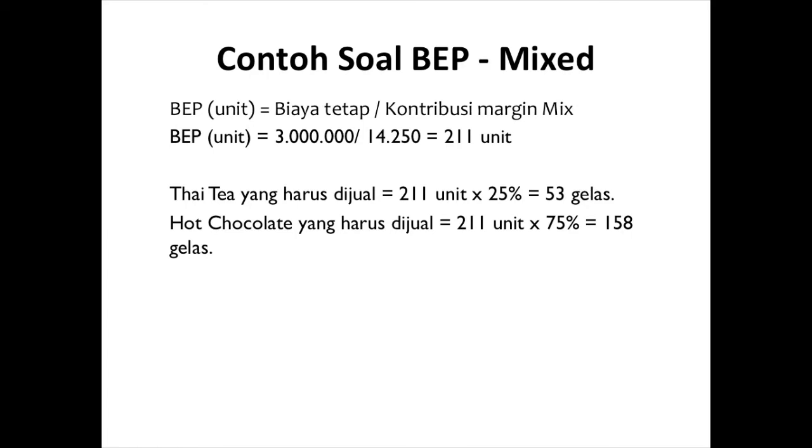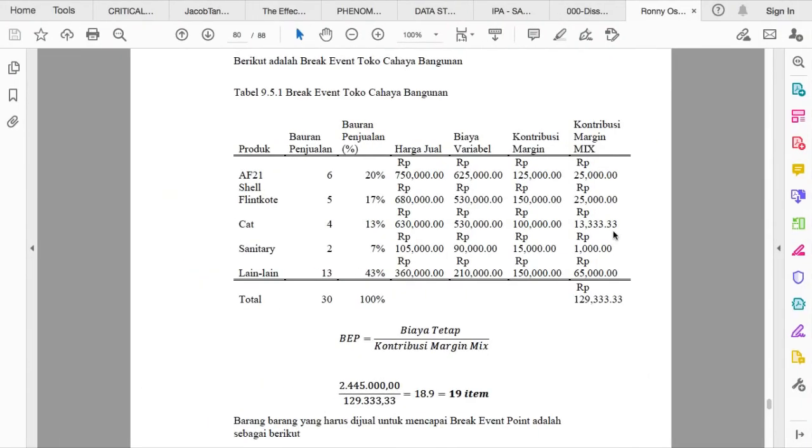Now we will take a look at a real life situation. This is a construction store, toko bangunan, where Ronnie is opening this business with his brother. And this is the contribution margin mix that he came up with. If you take a look, the products that he named individually right there are his best sellers.